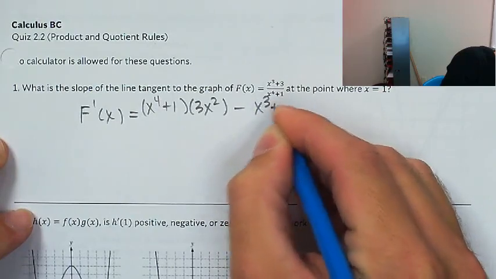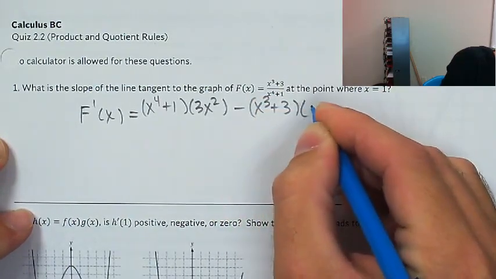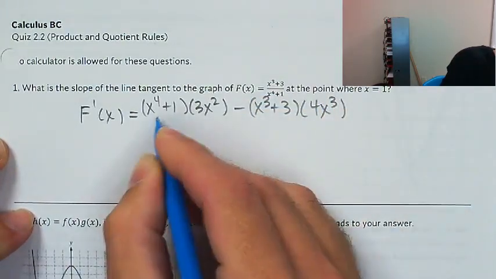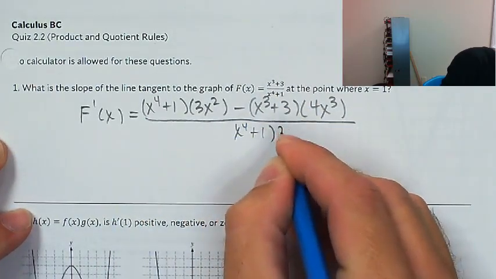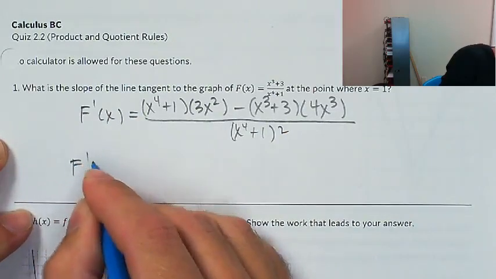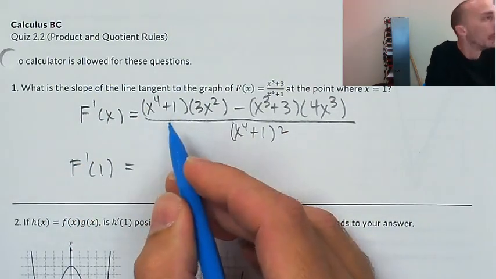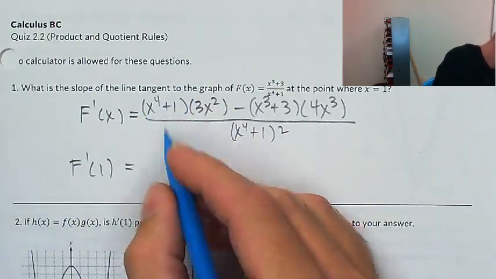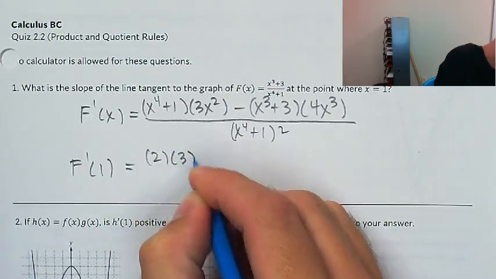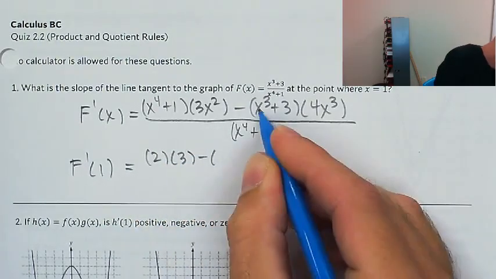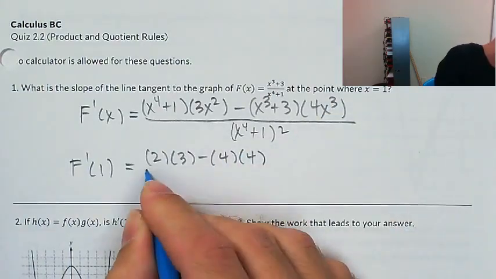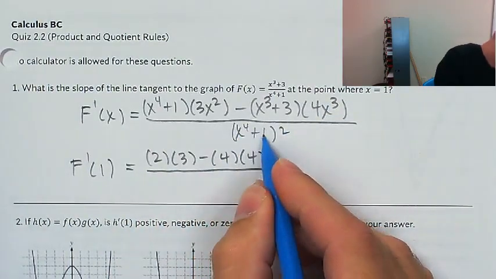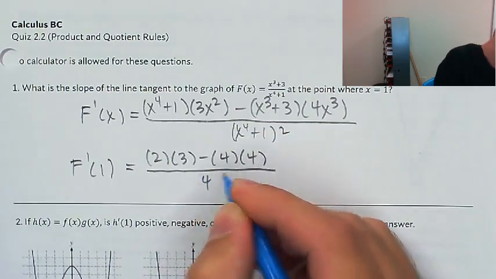minus the top times the derivative of the bottom divided by the bottom squared. Okay, and then f prime of 1 is equal to, all right, when I plug in 1, I'm going to get 2 times 3 minus 1 plus 3 would be 4 times 4 divided by 2 squared is going to be 4.